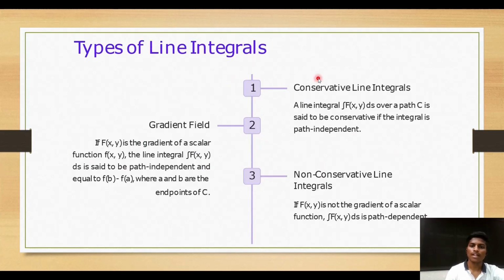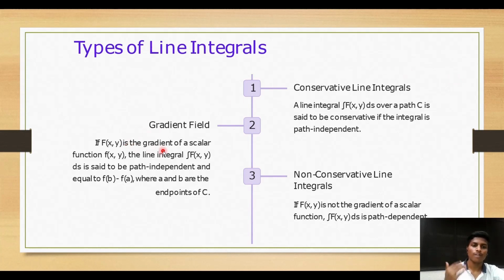Now, types of line integrals. First, conservative line integrals. Second, gradient field. And third, non-conservative line integrals. Firstly, conservative line integrals. A line integral of f of x comma y ds over a path c is said to be conservative if the integral is path independent.